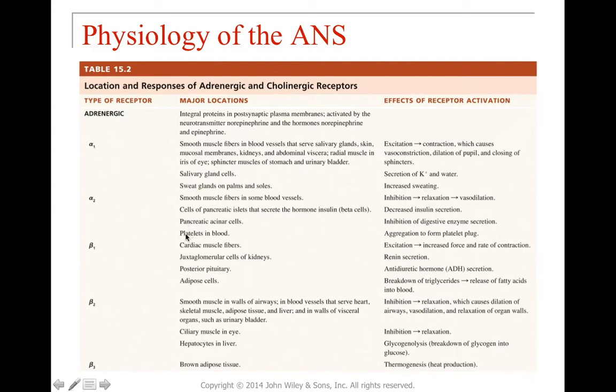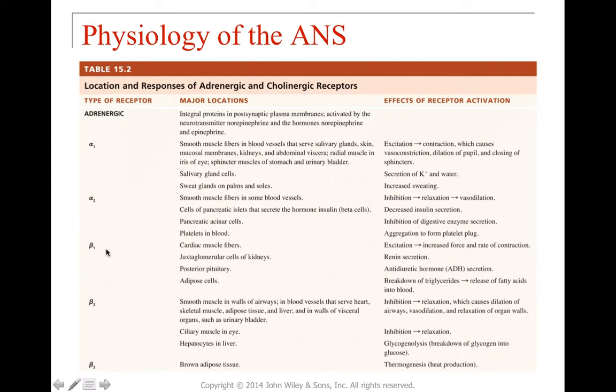We can also have an increase in the platelet aggregation, so we can cause the platelets to end up being more likely to cause clots or plugs, which might be helpful if we had, say, received an injury, if part of our fight or flight response was in response to an injury, which might need some sort of repair.